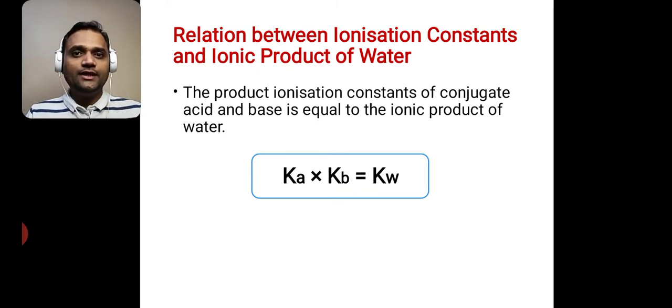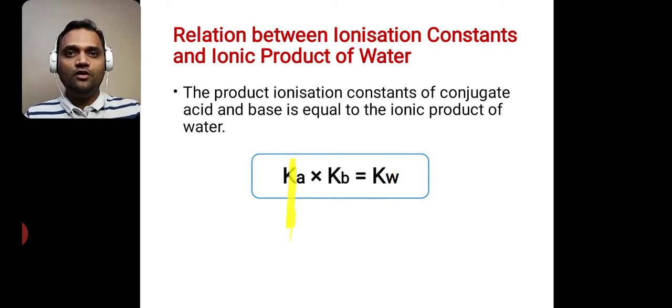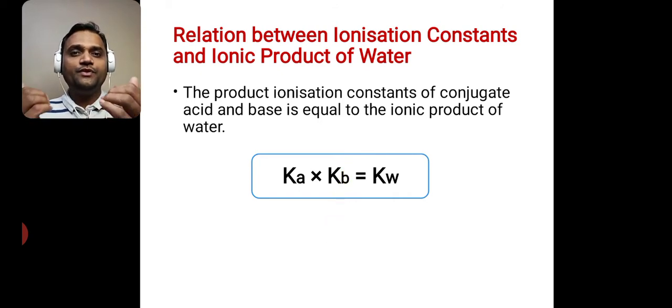And the relation is: the product of ionization constants of conjugate acid and base is equal to the ionic product of water. That is, Ka into Kb is equal to Kw, where Ka is the ionization constant of conjugate acid, or simply acid, while Kb is the ionization constant of a base, and their product is equal to Kw, that is, the ionic product of water. So this is the relation, and now we have to derive it.